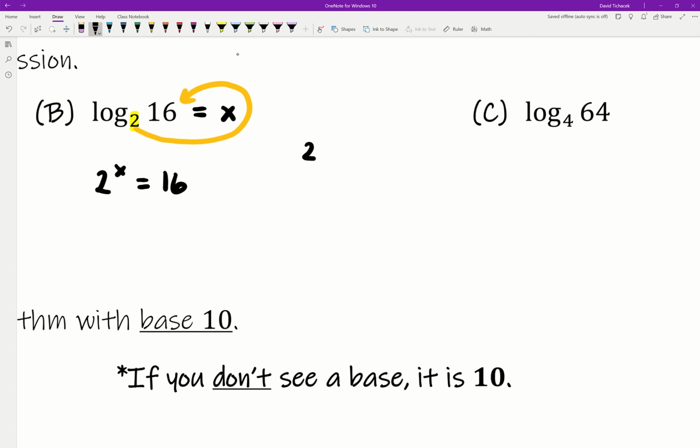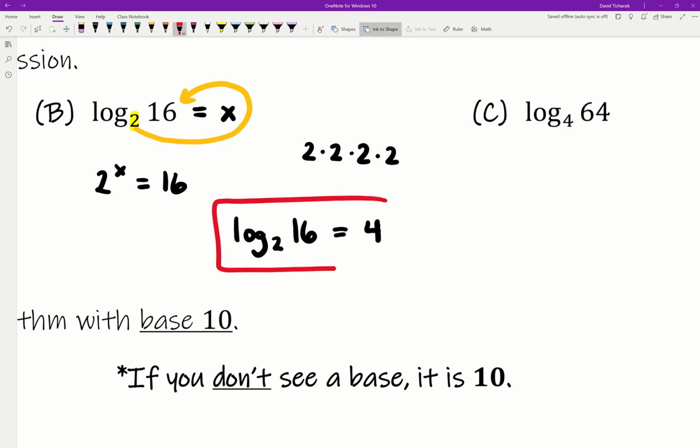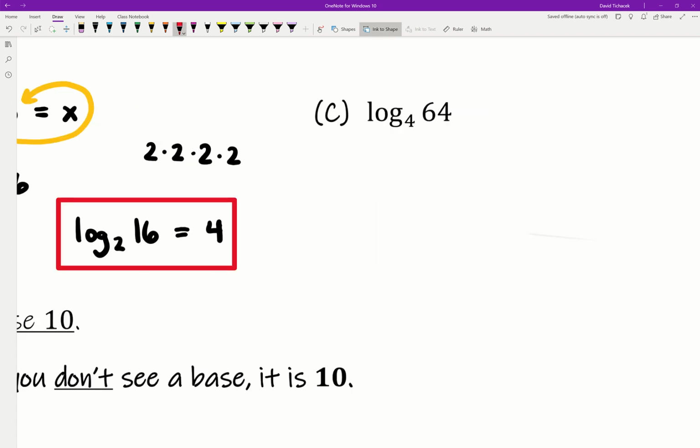If you start off with 1 copy of 2, that's obviously not going to get you up to 16, so maybe introduce another, that gets you up to 4, introduce another, that gets you up to 8, and then introduce another, that finally gets you up to 16. So because it took 4 copies, we could say the log base 2 of 16 is equal to 4, because that's how many copies of 2 it took to multiply to 16.